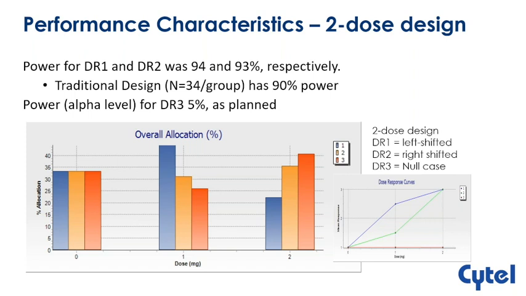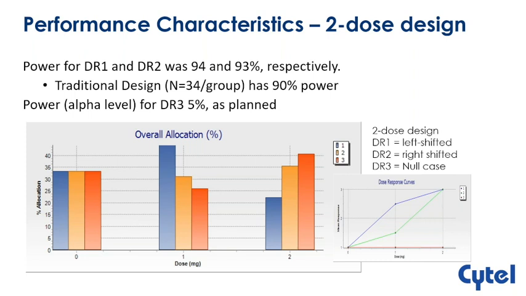So for dose response curve 1, that had a high level of response at the low dose, you could see that more subjects are assigned to the low dose than the high dose. For dose response curve 2, they're roughly similar, and dose response curve 3, which was the null case, minimizes randomization to the low dose and focuses more at the high dose, which is what we want.